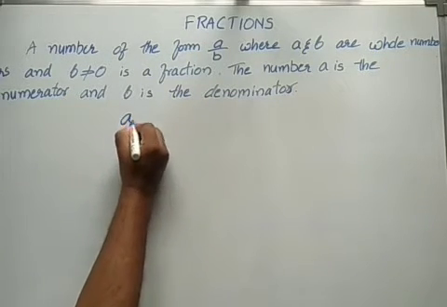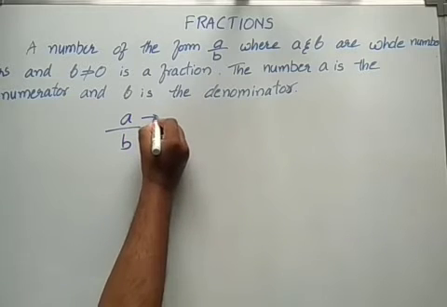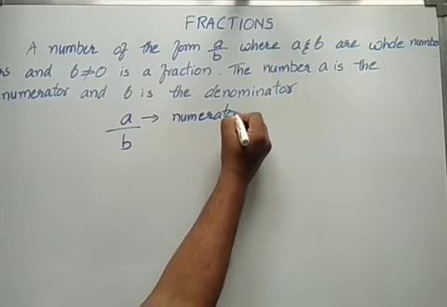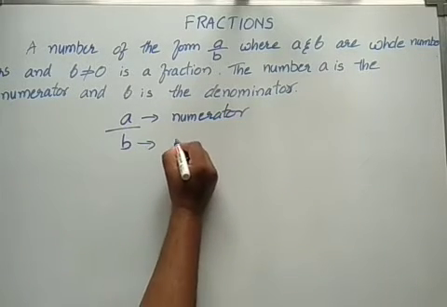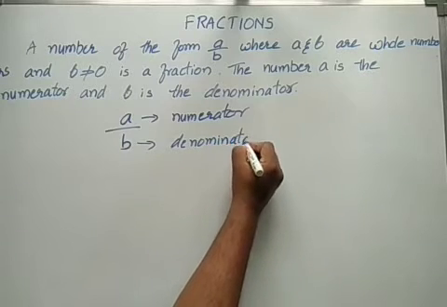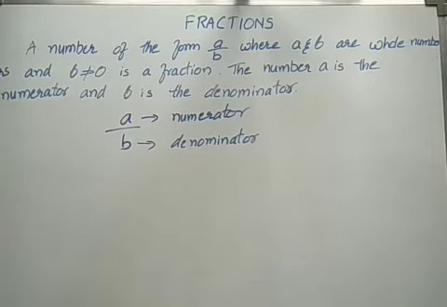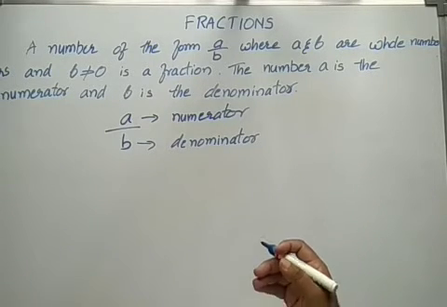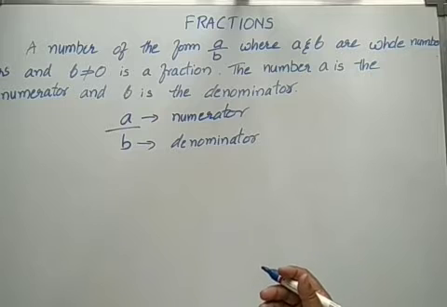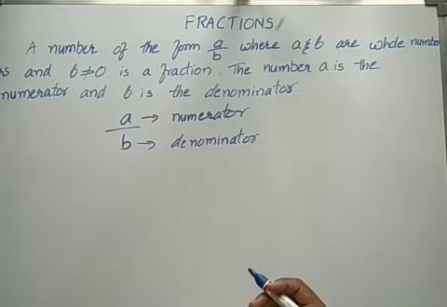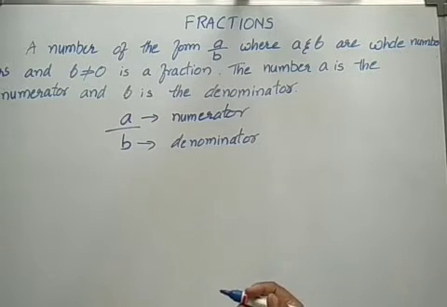See, a by b. So a is the numerator, b is the denominator. Instead of taking this big definition, we can take the small one also. A part of a whole is called a fraction.